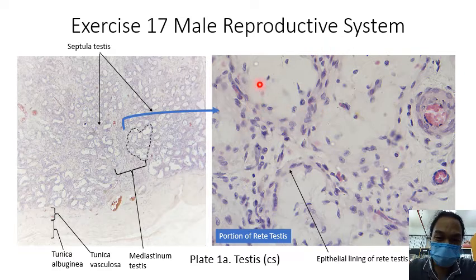So this one is a bigger view of the mediastinum testis here. And here we can see portions of the rete testis, the lining of which will help us differentiate this from a seminiferous tubule, because it is like a tubule, okay, but the lining is not the stratified cuboidal epithelium. It's sort of squamous. So we can also see here that the mediastinum testis also holds blood vessels.